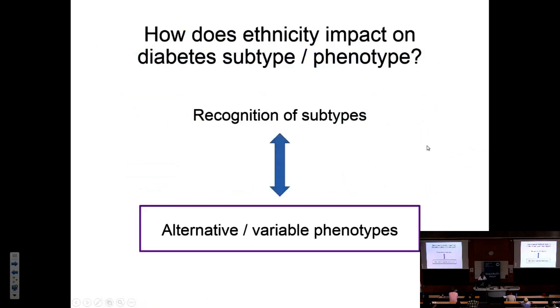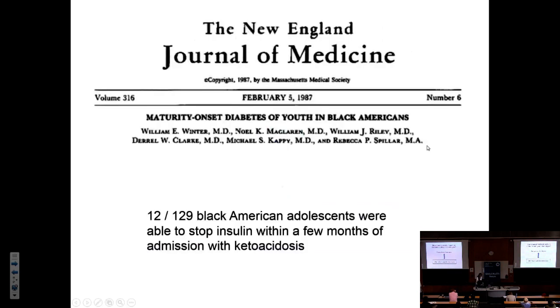So in the final 5 minutes, I've talked about how ethnicity might impact on diabetes subtype, but what about variable phenotypes? Well, although I mentioned that ketosis-prone type 2 diabetes is a relatively new thing, actually, the first description came from William Winter in 1987, and this was published in the New England Journal. And in a very elegant study, they recruited 129 black American adolescents with high blood sugars, some of whom had ketosis. And what they noted was that 12 of them were able to stop insulin after the first few months, and this was unprecedented.